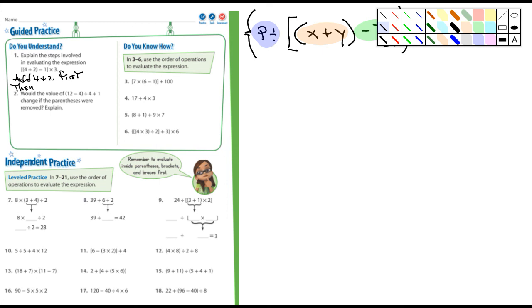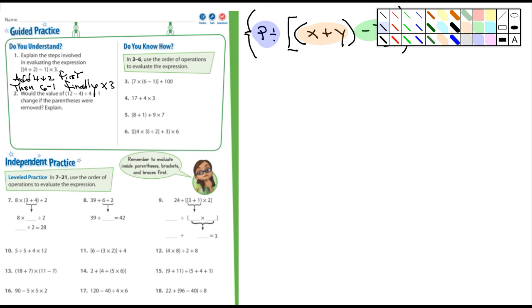It would be 6 minus 1. And finally, that answer would be times 3 multiplied by 3. All right.